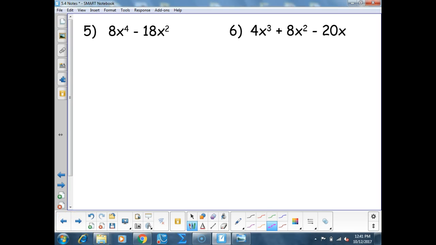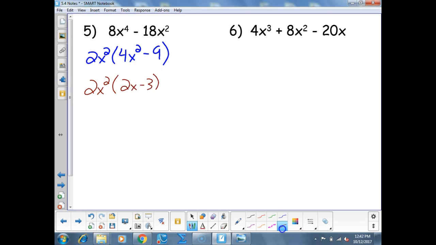GCF in the first one? 2x squared? Yeah? Okay. What's left over? 4x squared minus 9. Is 4x squared minus 9 factorable? Yes, because it's a perfect square minus a perfect square. So that becomes 2x squared times 2x minus 3 times 2x plus 3. Bang.